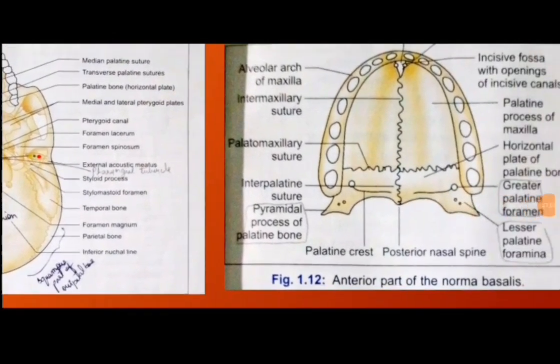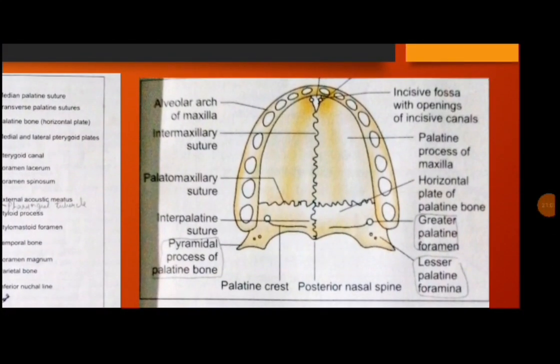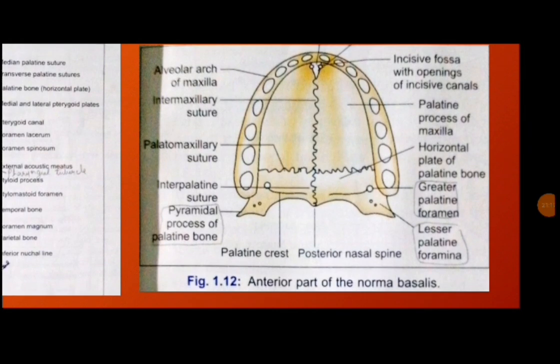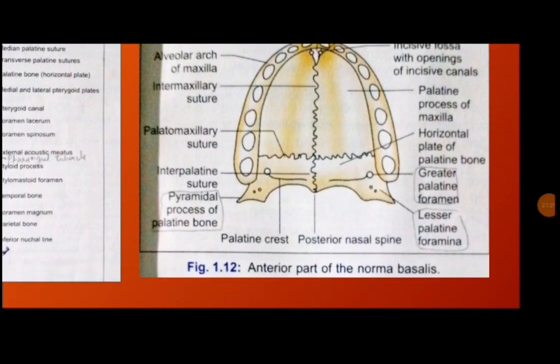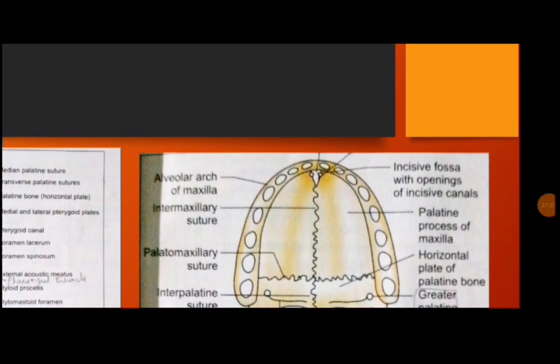Then you can see the maxillary arch, that is the alveolar arch of maxilla, intermaxillary suture, palatomaxillary suture, interpalatine suture, pyramidal process of palatine bone, palatine crest, posterior nasal spine. This is the anterior part of norma basalis.